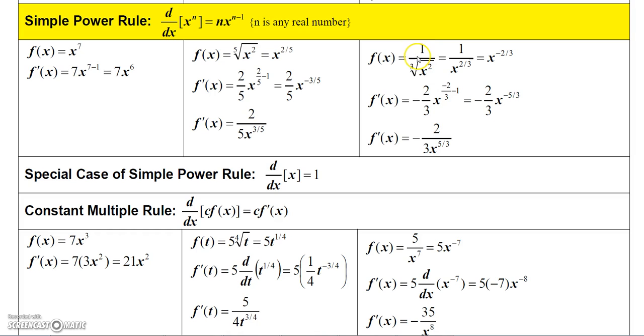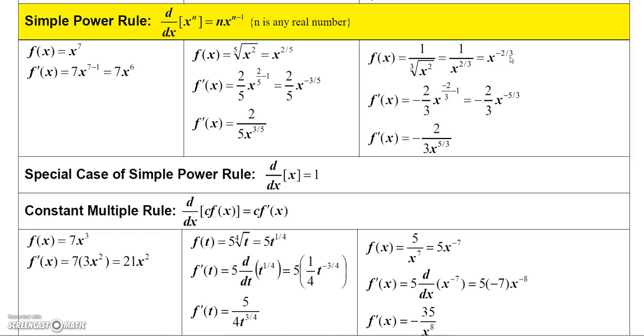Okay, so here's another example. We want to take the derivative of 1 over the cube root of x squared. Well first let me write this radical as a power here. So that would be 1 over x to the 2/3 power. Now since this is in the denominator, I'm going to move it to the numerator, but if I do that, it has to become a negative exponent. So I have x to the negative 2/3.